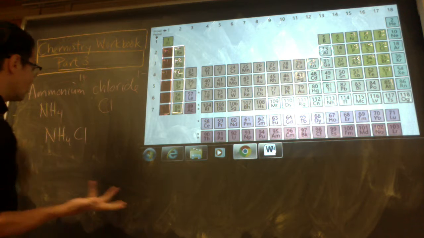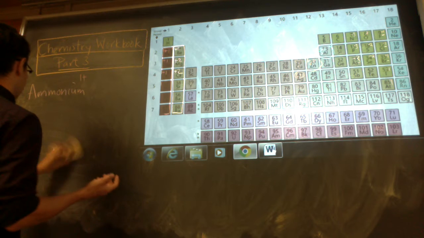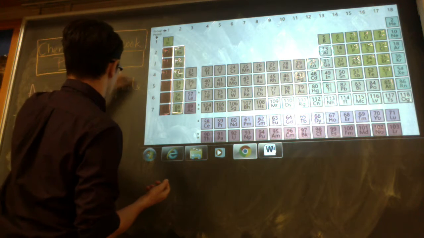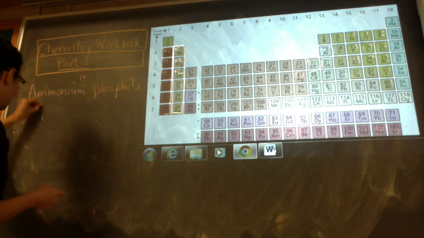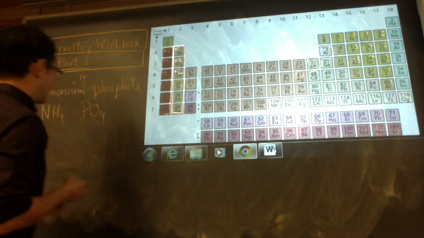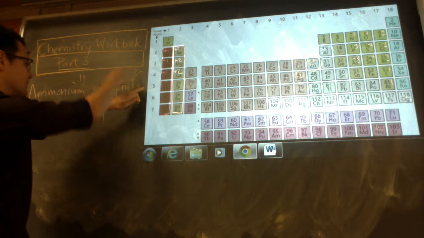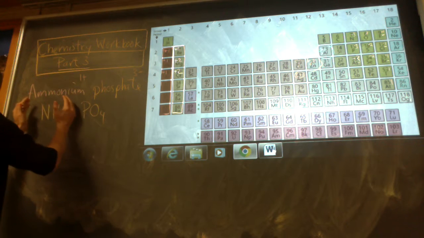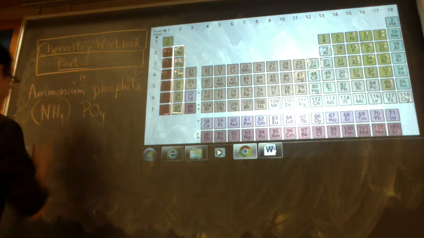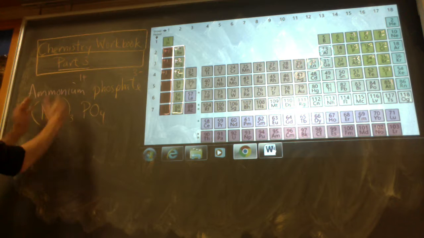Now, what if it was ammonium phosphate? Ammonium, NH4. Phosphate, PO4. Phosphate has a 3 minus charge, so we need 1 phosphate and 3 ammoniums. So this is what we have to put the 3 in front of, but we can't just put it here, it's NH4 3. So we put brackets around the whole NH4, the whole ammonium, and put a 3. So there's ammonium phosphate.